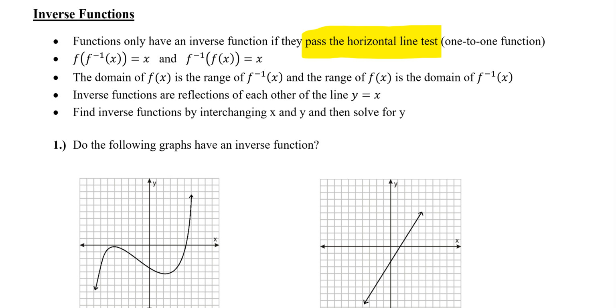It's pretty similar to the vertical line test. The vertical line test tells us if a graph represents a function. The horizontal line test, pretty similar idea. As long as any horizontal line only intersects the curve once, the function has an inverse function. If it intersects more than once, it does not have an inverse function. Whatever passes the horizontal line test, these are called one-to-one functions.